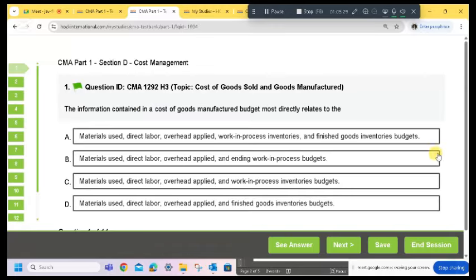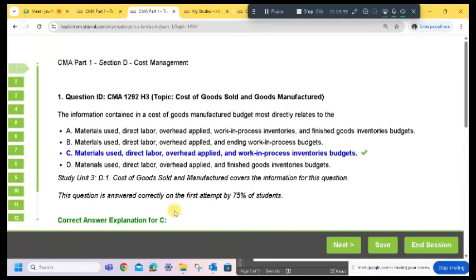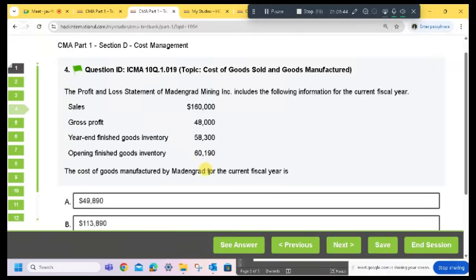Information contained in the cost of goods manufactured budget most directly relates to which ones? Cost of goods manufactured. Go back and see the process, the format I gave you. Material used, direct labor, overhead applied, that will be manufacturing cost, and work in progress inventories budgets. Correct. The cost of goods manufactured by the company for the fiscal year.